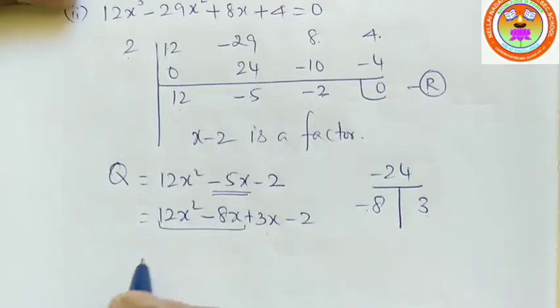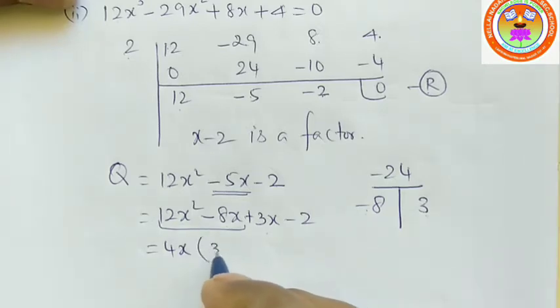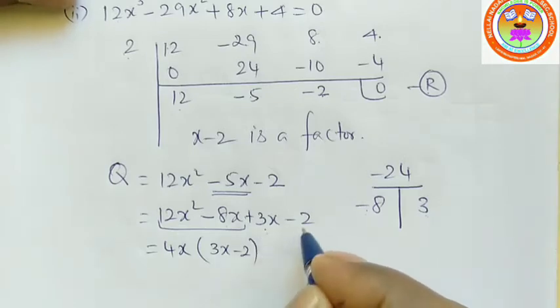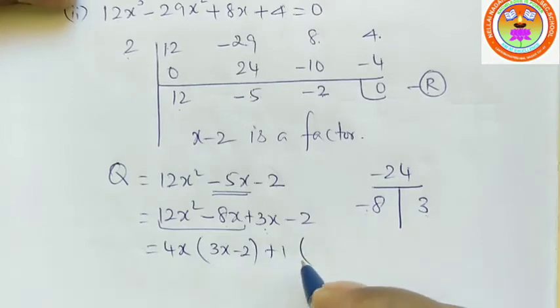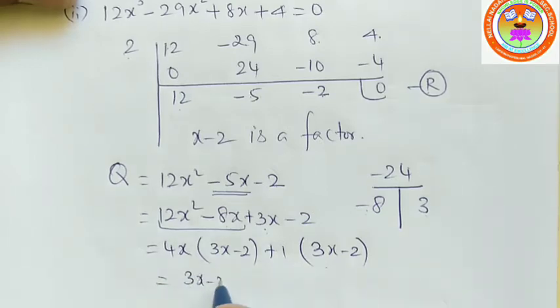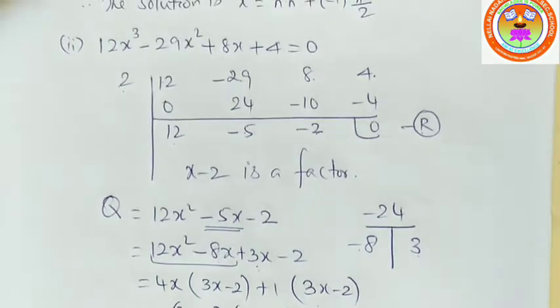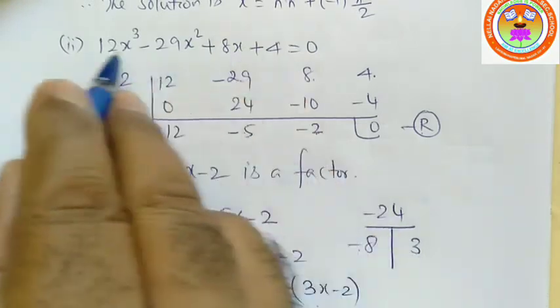In the first two terms, 4 is common, x is common. If you take 4x outside, what is remaining? 3x minus 2. Similarly here, 3x and minus 2, there is no common number, so we can take 1 as common. So 3x minus 2, 3x minus 2 is common. If you take 3x minus 2 outside, what is remaining? 4x plus 1. Now we can write this equation.